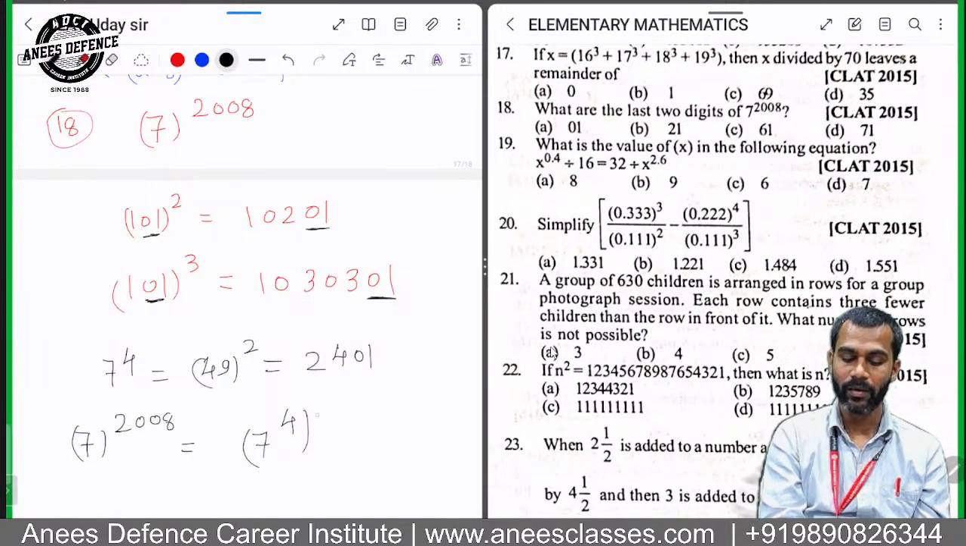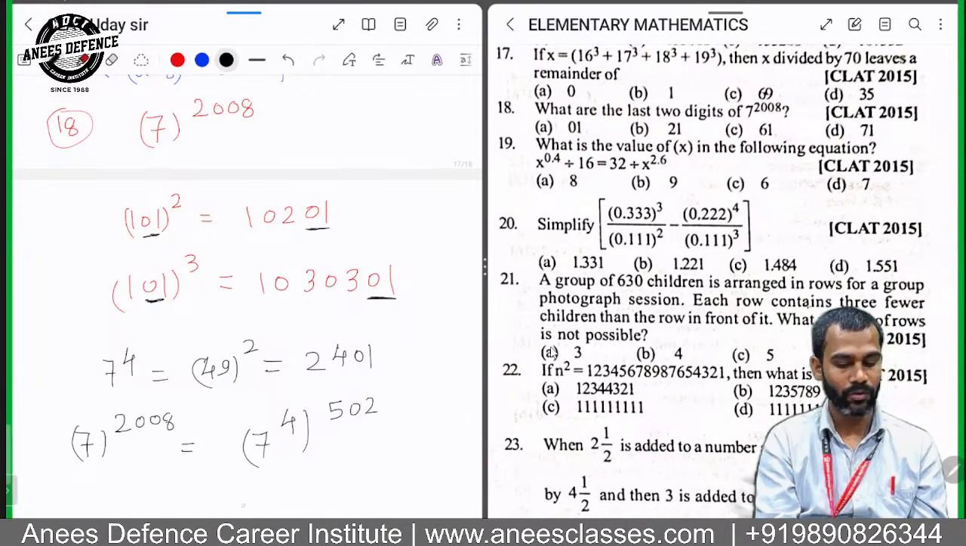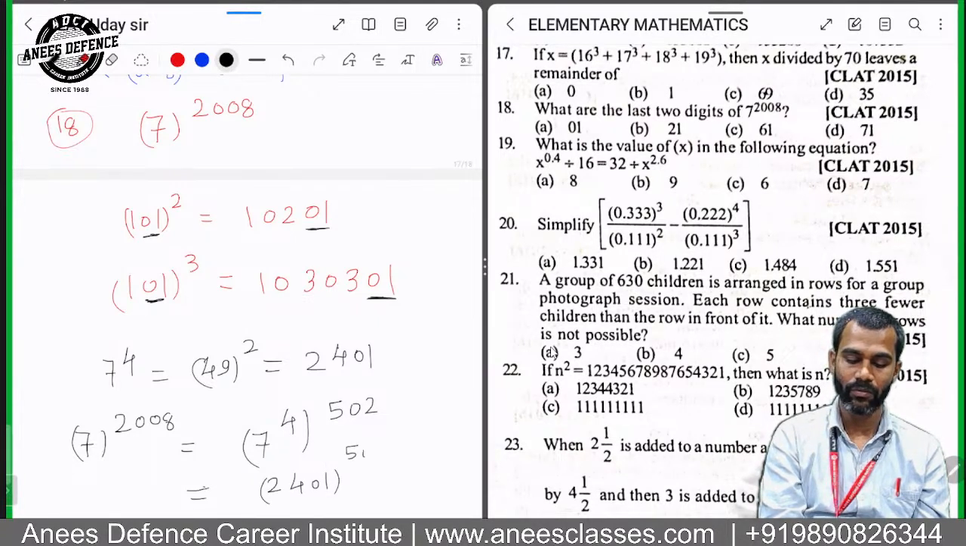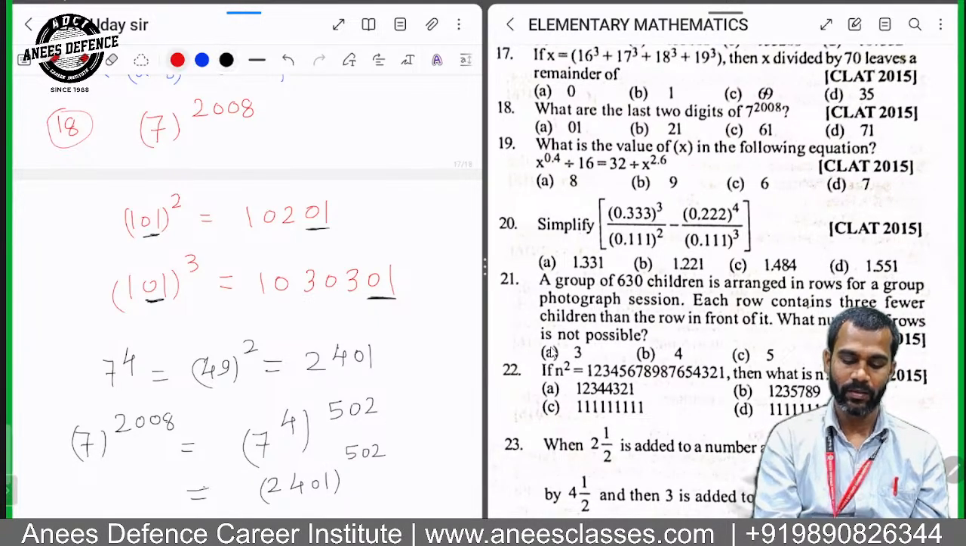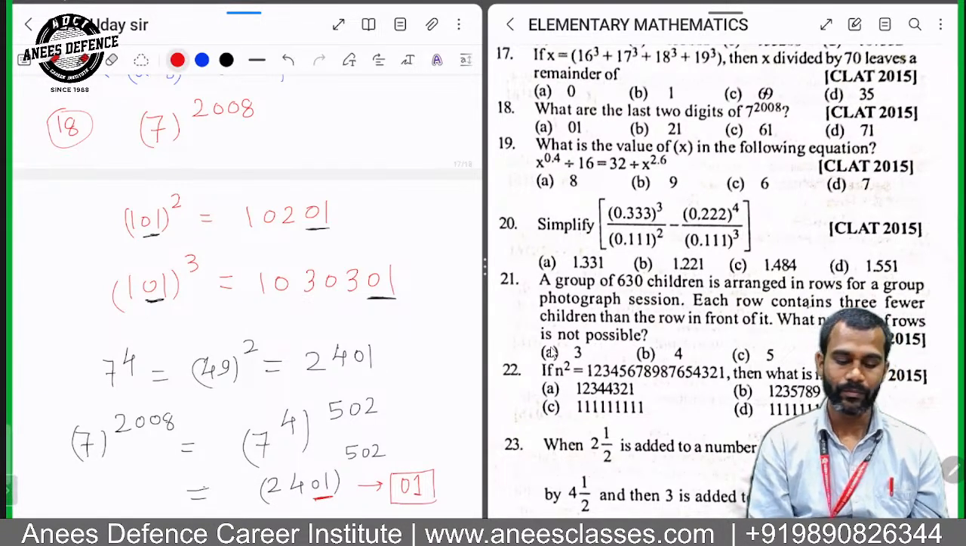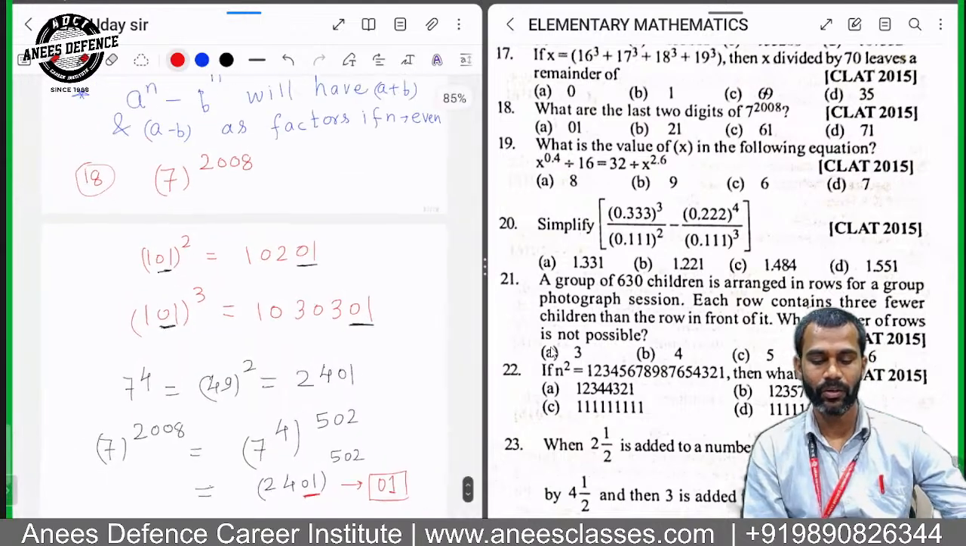So 7 to the power 2008 can be written as 7 raised to 4 to the power 502, since 4 fives are 20 and 4 twos are 8. That is nothing but 2401 to the power 502, which has 01 at the end. So the answer is 01 only. Please remember it and note it down.